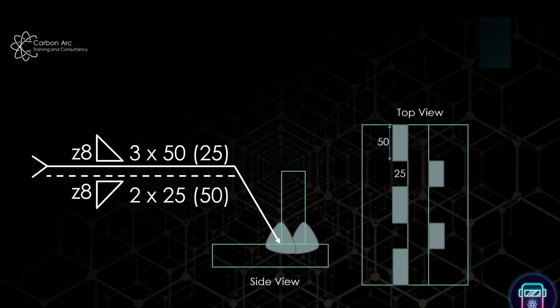Now, if I wanted to produce a pure stitch weld, I could show something like this. So I want welding on both sides of the joint. So I have 3 welds at 50 millimeters on the arrow side and 2 welds at 25 millimeters long on the other side. And that would be shown very nicely like this. And you see we have this additional z. It's called an elongated z to show that those welds are staggered.